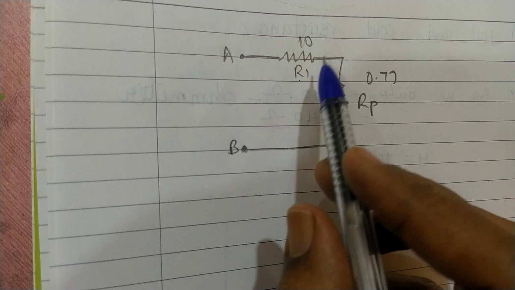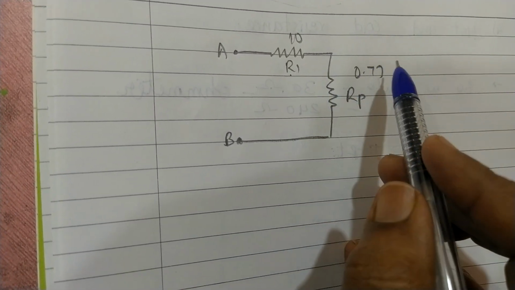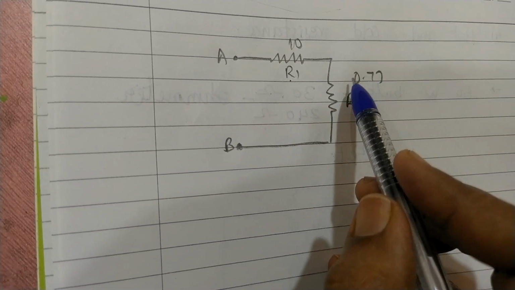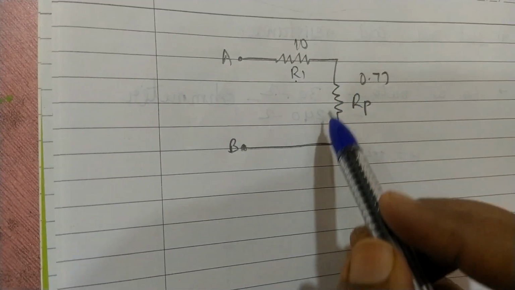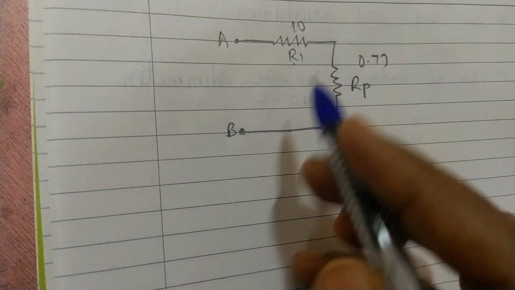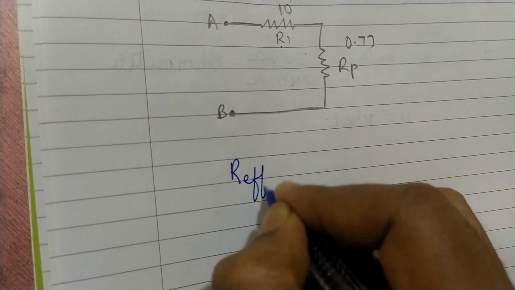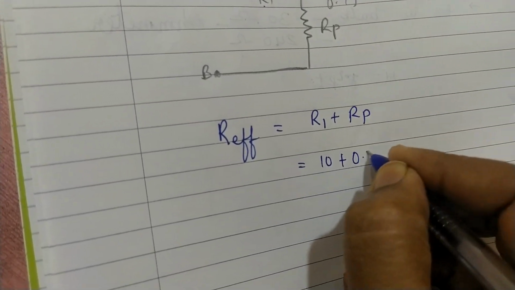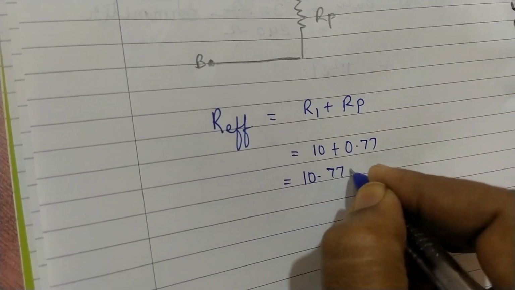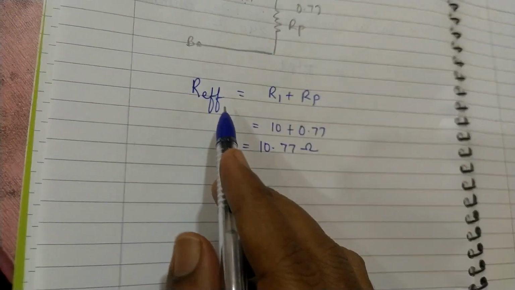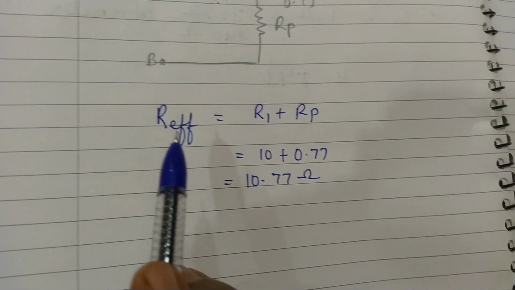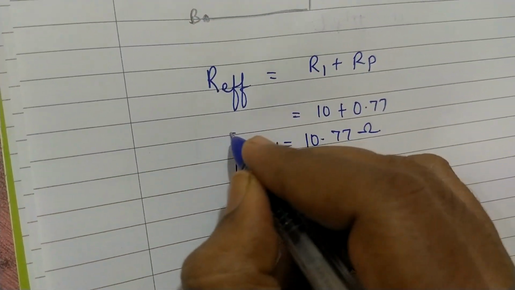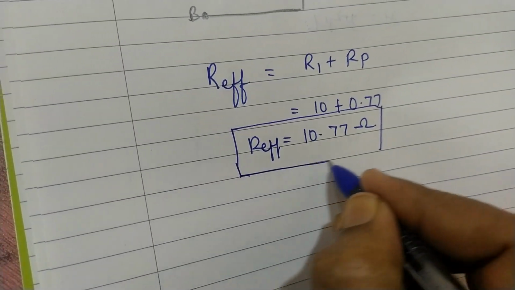R1 as it is here has the value 10 ohm, and all those 3 resistors which were connected in parallel mode, that value comes to Rp, 0.77 ohm. Now from the diagram we can easily say that R1 and Rp are connected in which mode? Series mode. So the effective resistance becomes R1 plus Rp, 10 plus 0.77. That is the effective resistance in the circuit, or effective resistance between point A and point B. Right?